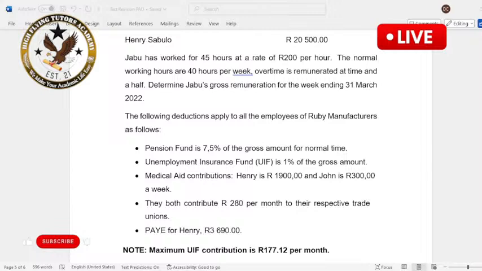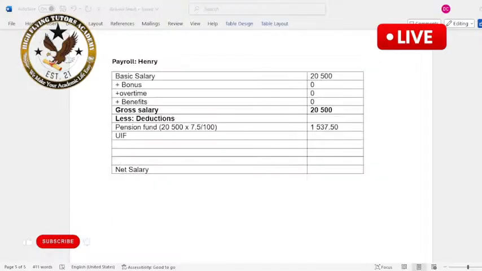So now I want us to go back to the answer sheet. You remember UIF, they say is 1% of the gross amount, right? So let's go there. UIF, open brackets, 20,500 multiplied by 1 out of 100. How much are you getting there? Please put the answer on the chat.